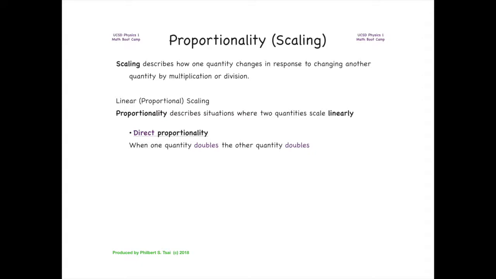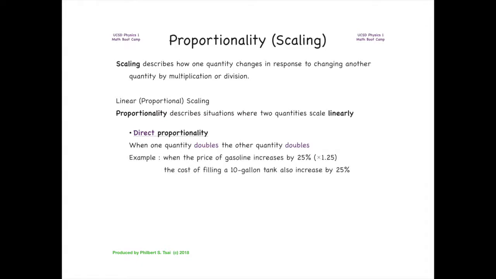What this means is when one quantity doubles, the other quantity doubles. An example of this from real life: if the price of gasoline increases by 25%, then the cost of filling your 10-gallon gas tank will also increase by 25%. And of course, if the price of gas doubles, then it'll cost you twice as much to fill the tank.